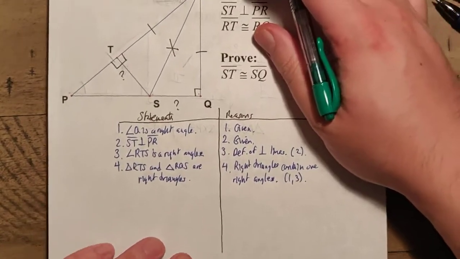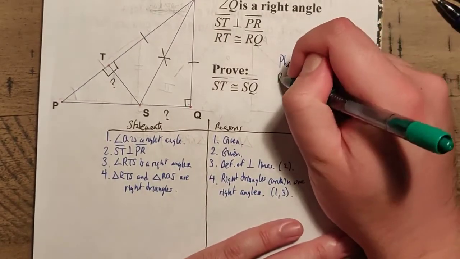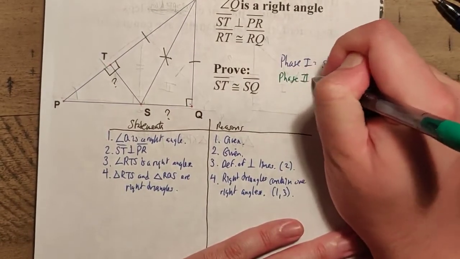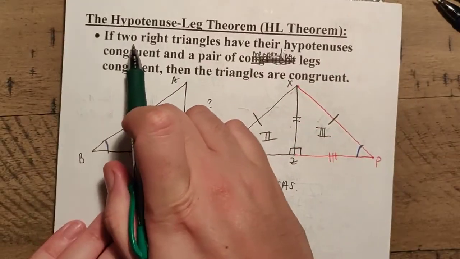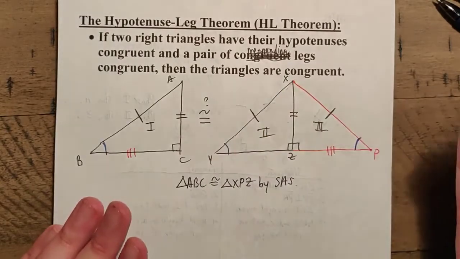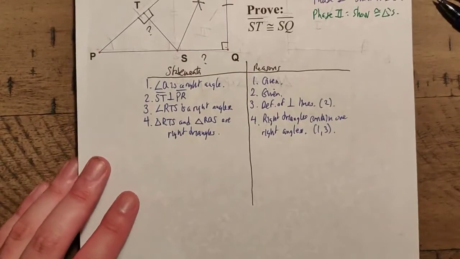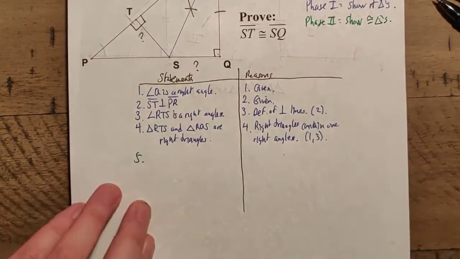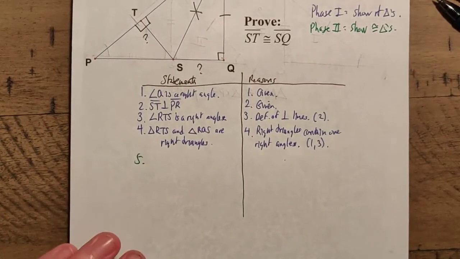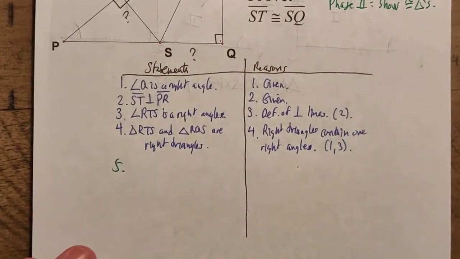Now phase 2 comes into play. Now we actually have to show the congruency. Phase 2 is to show the congruent triangles, because now we've established the right triangles in phase 1. Now we have to establish that the corresponding pieces are congruent. That's not too bad because we have all the pieces we need. So step 5 should work out pretty nicely.